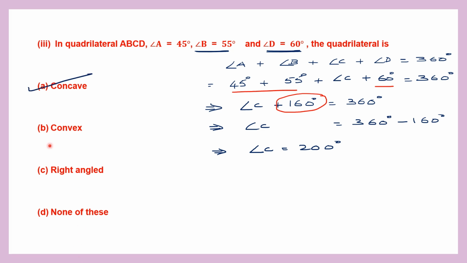Now what is a convex polygon? In a convex polygon, all the angles will be less than 180 degrees. Okay, what is a right angled one? Where you have one angle equal to 90 degrees. So here the answer is concave.